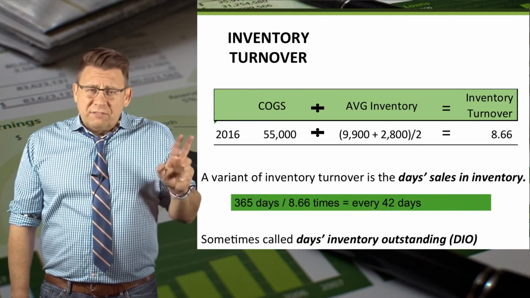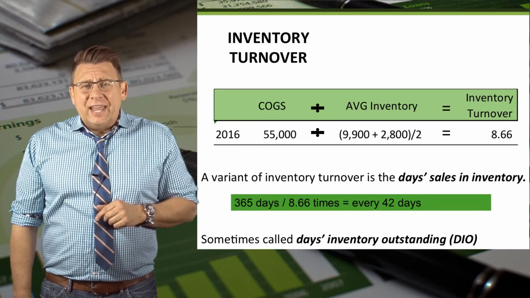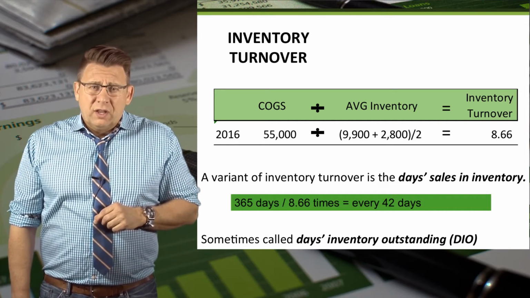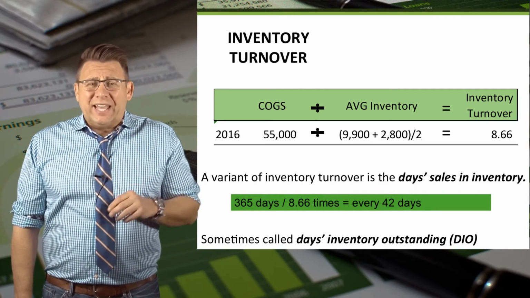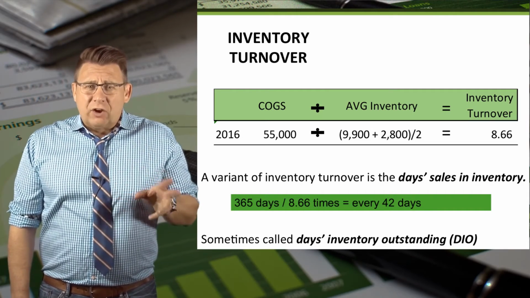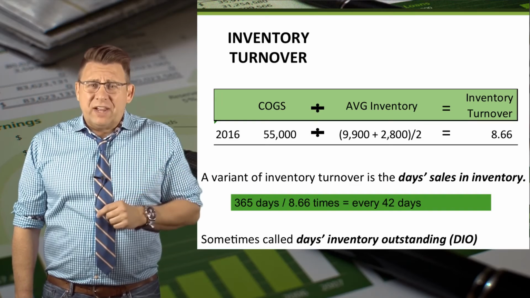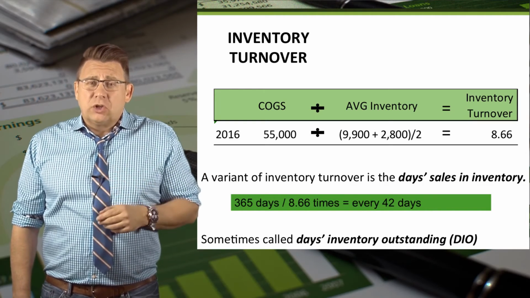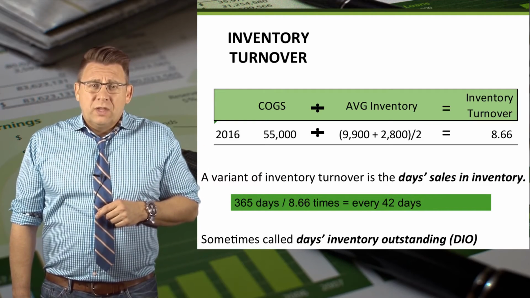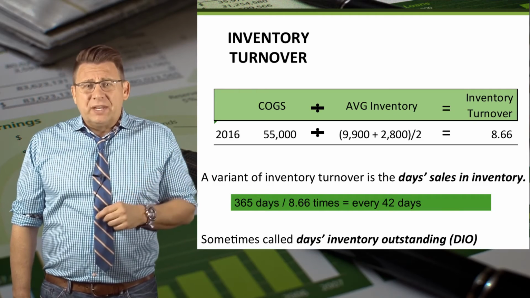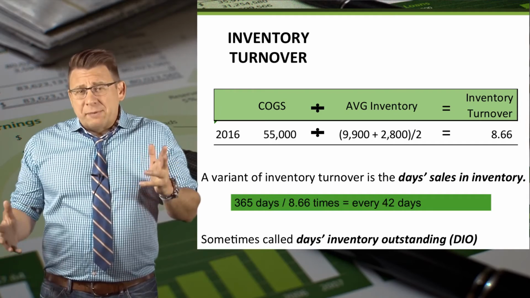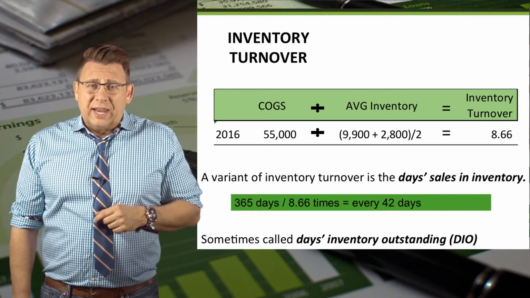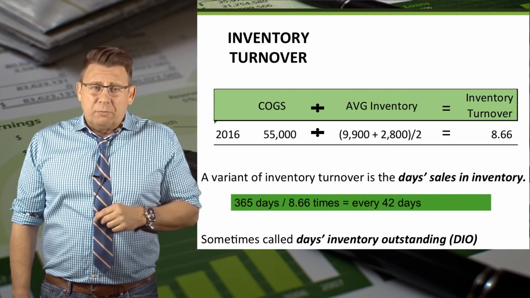A variant of inventory turnover is days sales in inventory, sometimes called days inventory outstanding or DIO. It is calculated by taking 365 days and dividing it by the result of inventory turnover. Here the result tells us this company takes about 42 days to sell through its inventory, or has about 42 days of inventory on hand. You can think of that number either way.